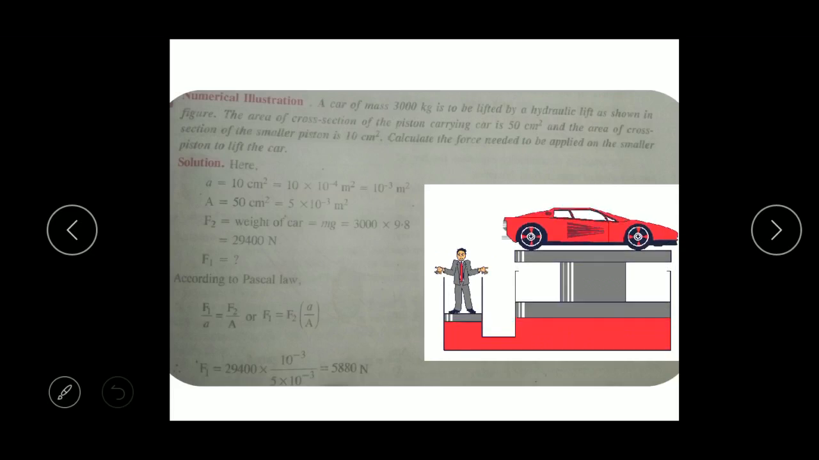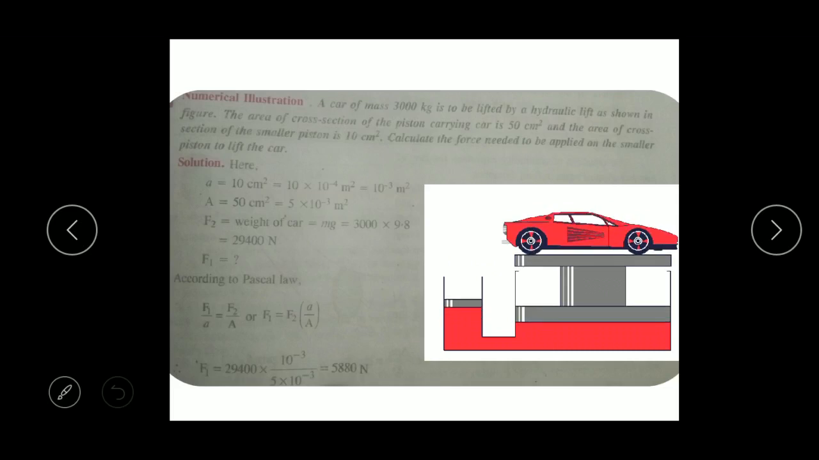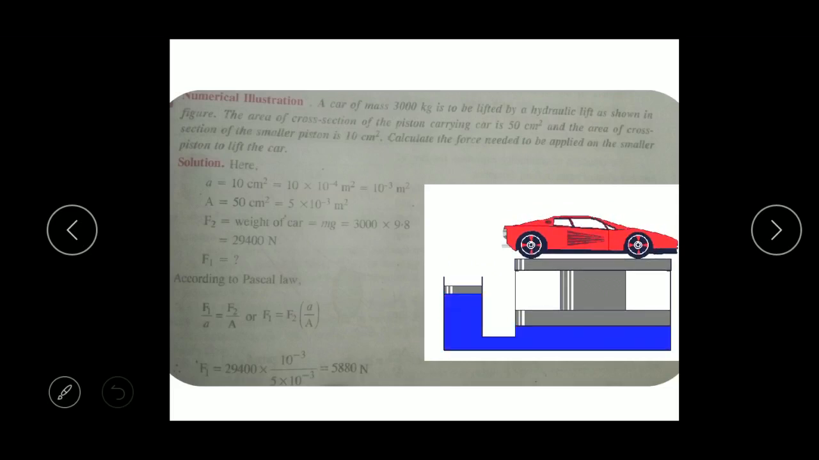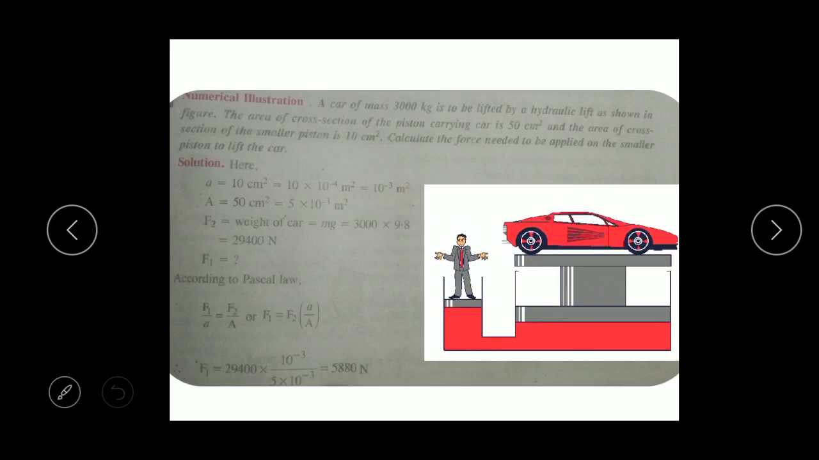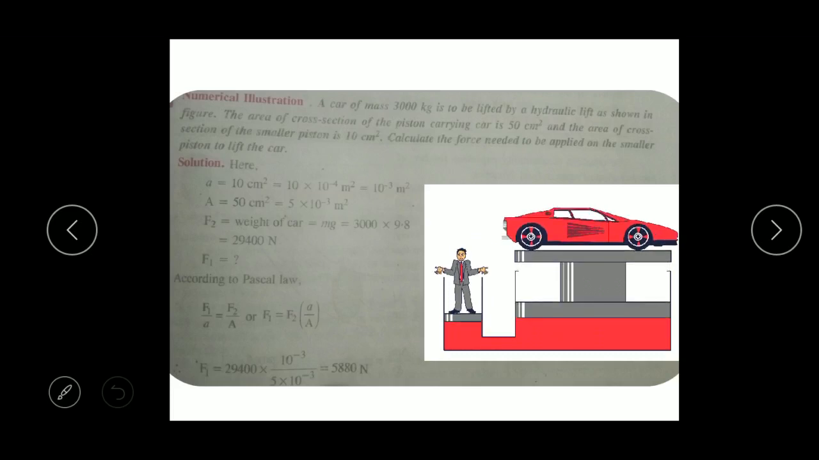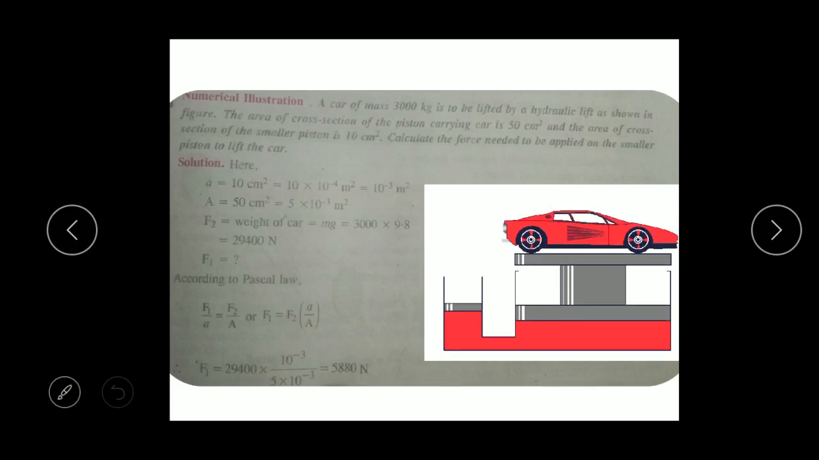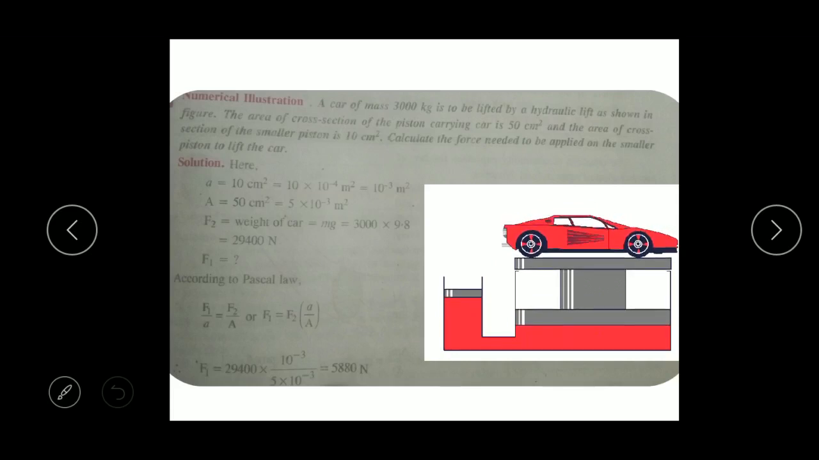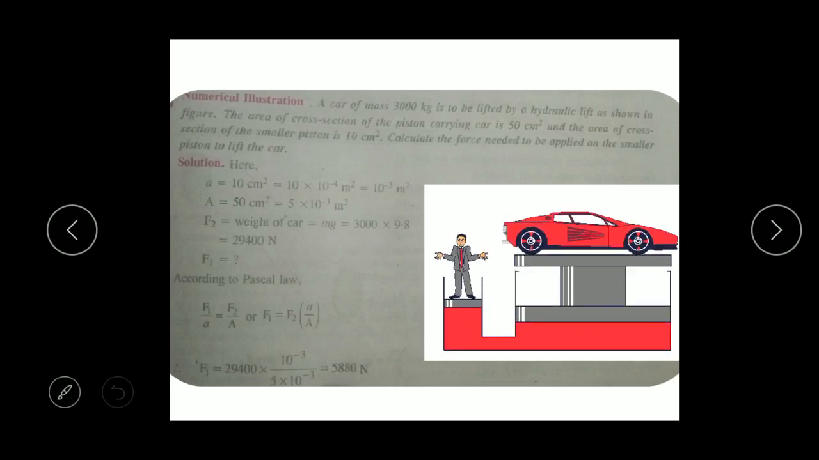Similarly, the area of the larger piston is equal to 50 centimeter square, that is equal to 50 into 10 to the power minus 4 meter square. Written by changing the digits, that is 5 into 10 to the power minus 3 meter square.